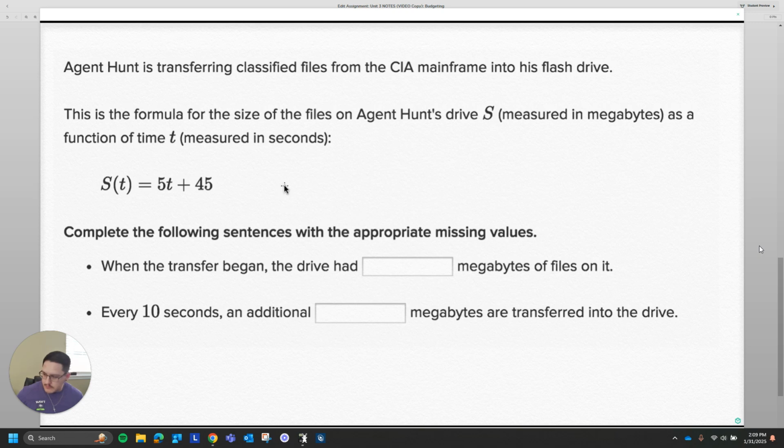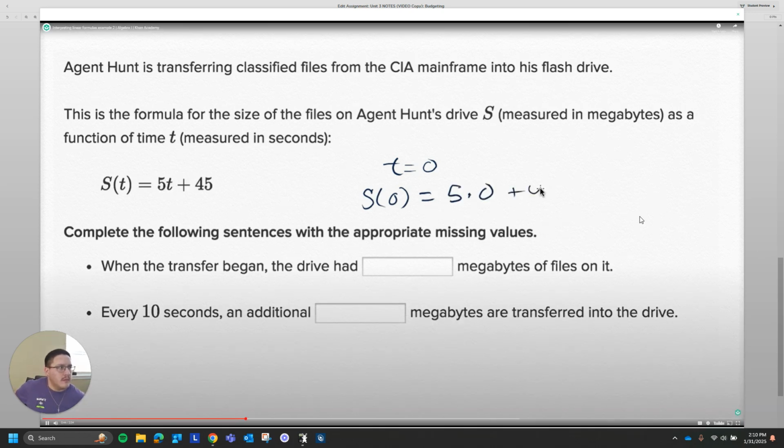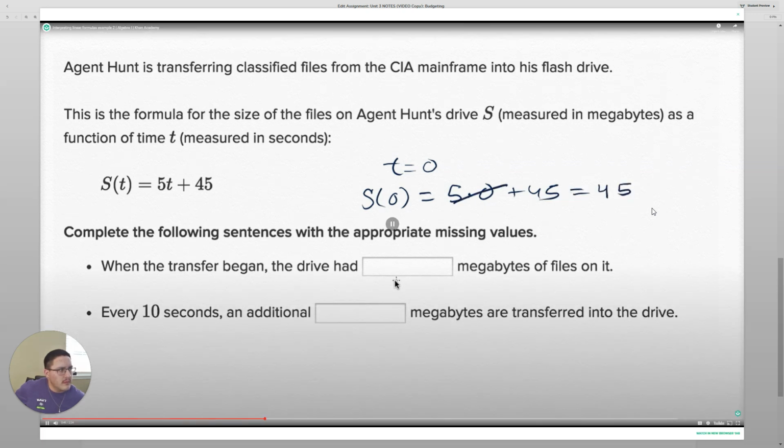So when the transfer began, that would be t equals 0. T equals 0 was right when the transfer began. So t equals 0, S of 0 is going to be 5 times 0 plus 45, which of course is just going to be equal to 45.